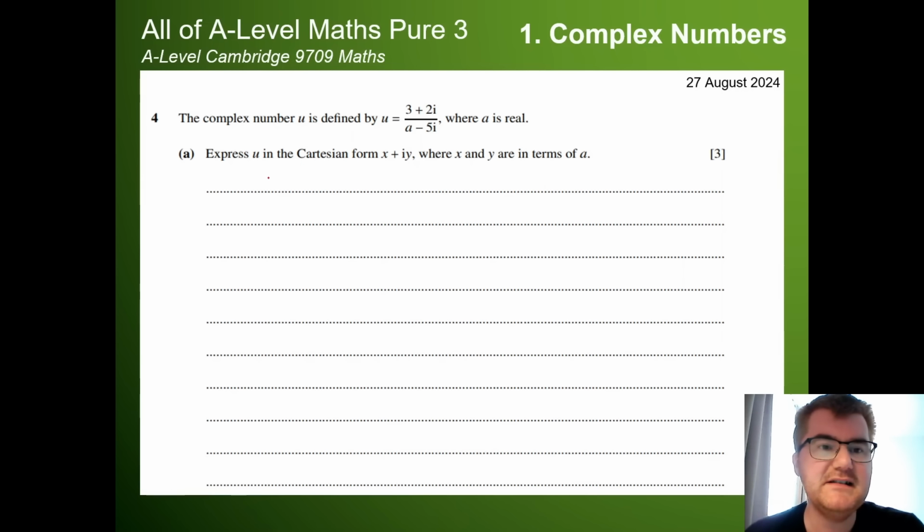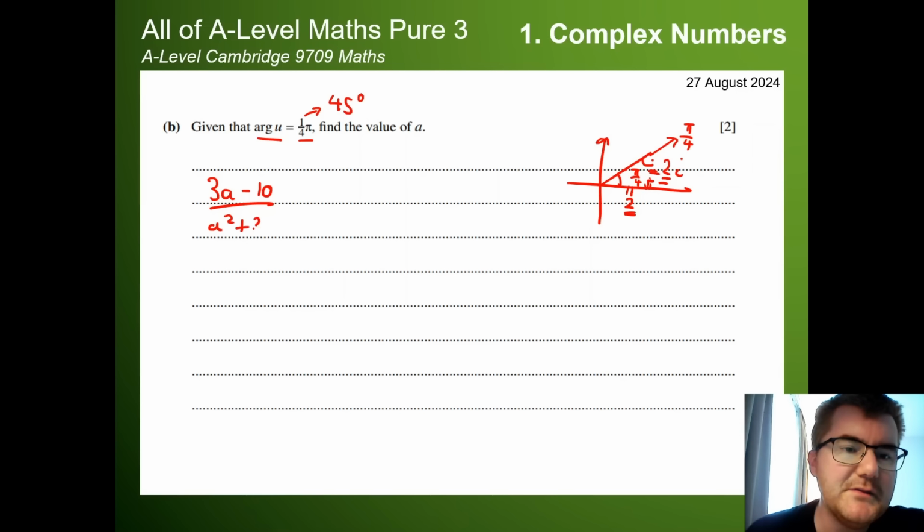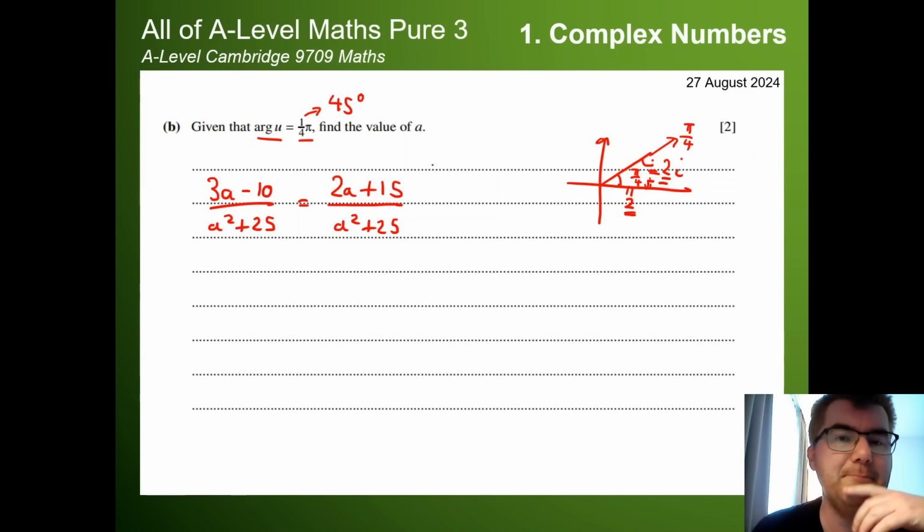So what that means is that (3a minus 10) over (a squared plus 25) is equal to (2a plus 15) over (a squared plus 25). If it was pi over 6, pi over 3, that would change things ever so slightly. We'd have to actually work out the ratio in which the sides work, but here they're just exactly the same.